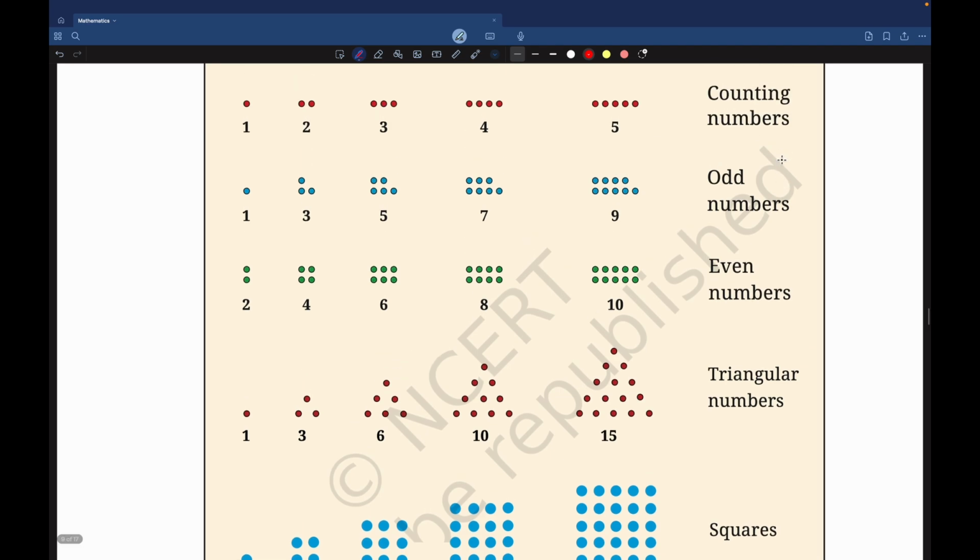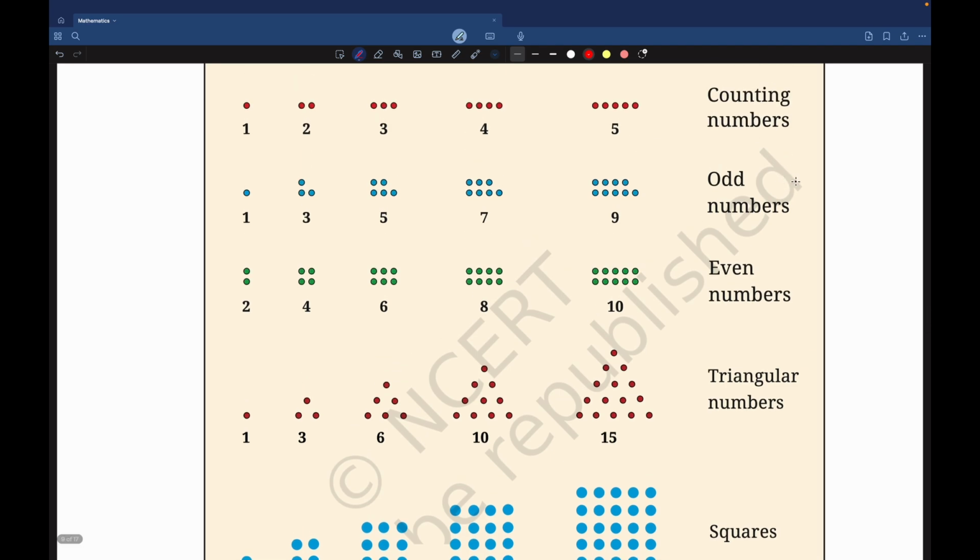Odd numbers are the numbers that give remainder 1 whenever we divide the number by 2. For example, 9 divided by 2: 2 fours are 8 and the remainder is 1. And even numbers are those numbers which give remainder 0 when divided by 2. For example, number 8 divided by 2: 2 fours are 8 and the remainder is 0.